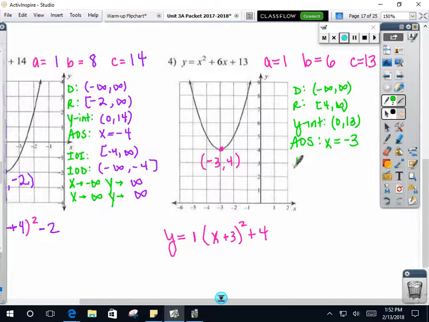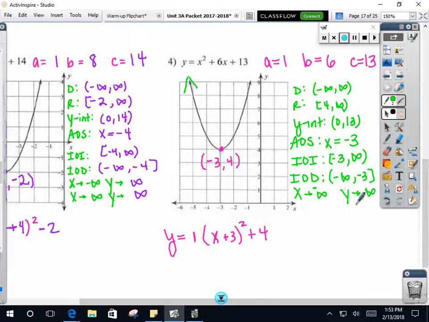The interval of increase only cares about what values? And so it starts increasing at -3 and continues increasing forever. It started decreasing at negative infinity, somewhere over here, and decreased until it got to -3. Those will always be in opposite locations too. So if the -3 is on this side, it's going to be on the other side for the other one, okay? And then as x approaches negative infinity, y approaches positive infinity, and then as x approaches positive infinity, y approaches positive infinity.